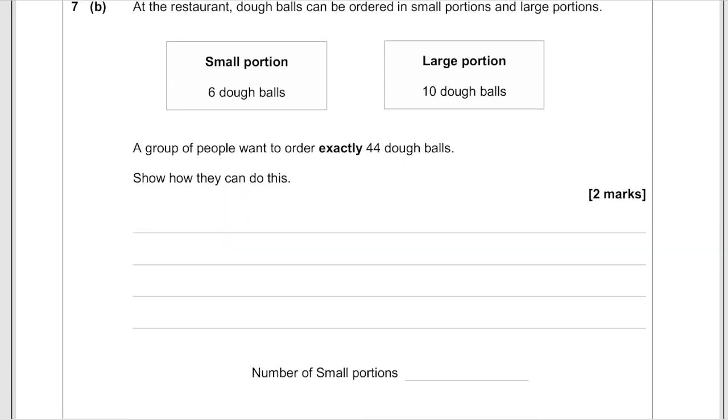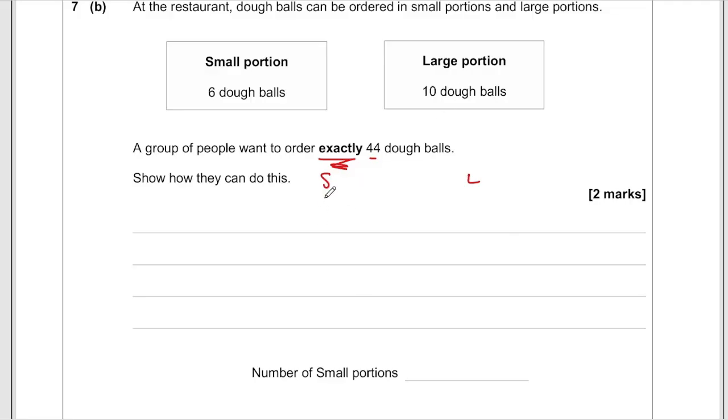At the restaurant, dough balls can be ordered in small portions and large portions. A group of people want to order exactly 44 dough balls. Okay, show how this can be done. So we're looking at the small and the large, 2 different sizes. So all I'm going to do is the times table of 6 and the times table of 10.